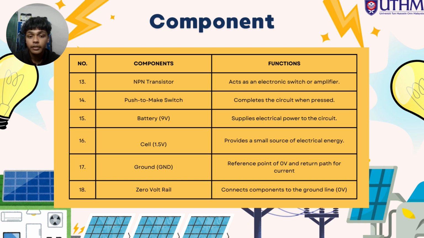Number 15, we have a battery, which supplies electric power to the circuit. Number 16, we have a cell, which provides a small source of electric energy. Number 17, we have ground, the reference point of zero voltage and return path for current. And lastly, we have a 0 volt rail to connect components to the ground line. Okay, that's all for our components for our egg boiler.